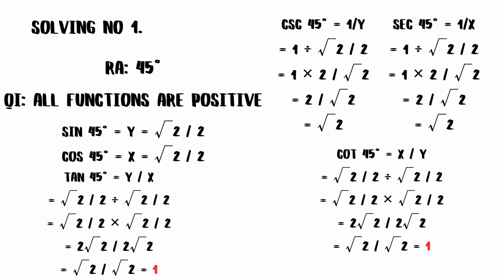Lastly, we solve cotangent 45 degrees. The formula of cotangent is the reciprocal of tangent, which is the same process as for tangent 45 degrees, and we got the result of 1.